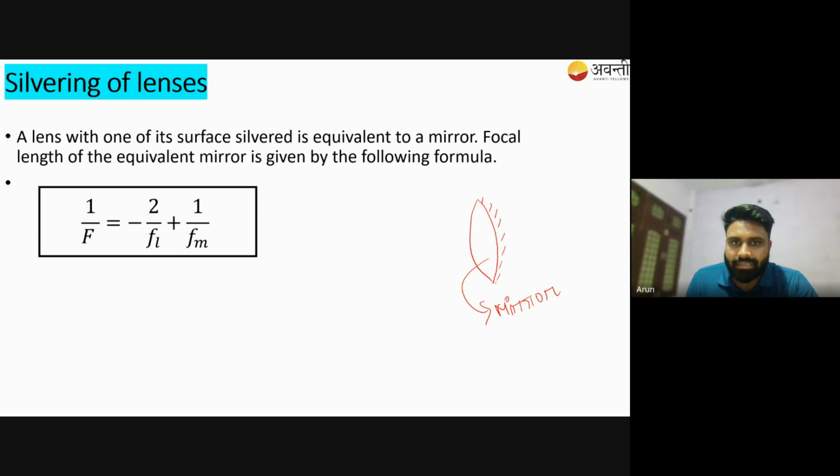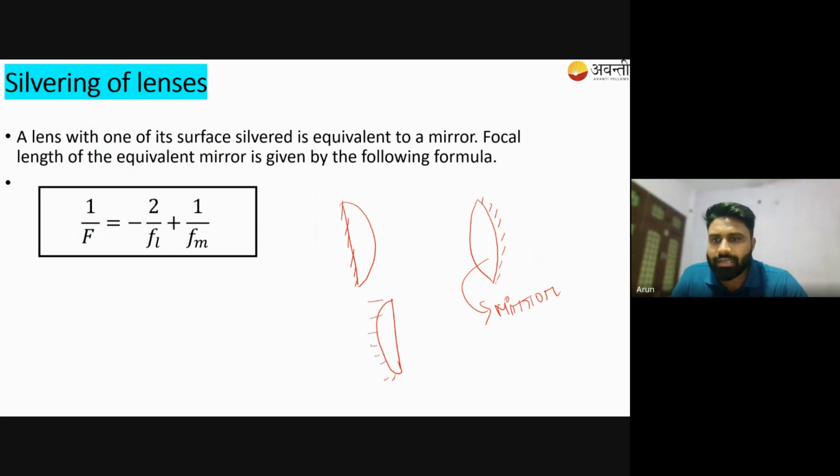Another combination will be like this. If you take a plano-convex lens and silver the convex surface, these are all examples of silvering of lenses. What is the formula for silvering of lenses? The final focal length, 1 upon F, where capital F is the equivalent focal length, is equal to minus 2 divided by FL plus 1 by FM. FM is the focal length of the mirror.